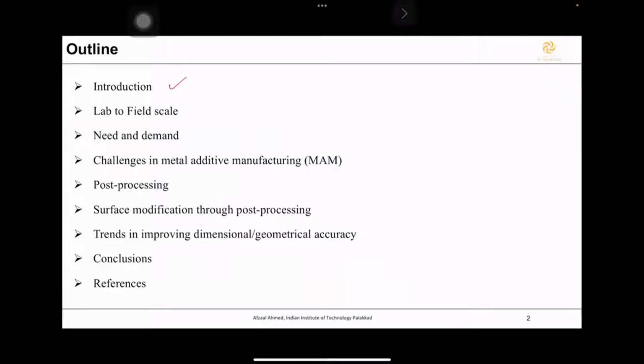I'll take a specific example of a field scale case study, and then we'll see how the need is arising and where the demand is coming from. Then we'll talk about the challenges in metal additive manufacturing. What are the post-processing steps needed before the item can be consumed in the field scale? Then certain surface modification applications, trends in improving dimensional accuracies and form accuracies, followed by conclusion and references.